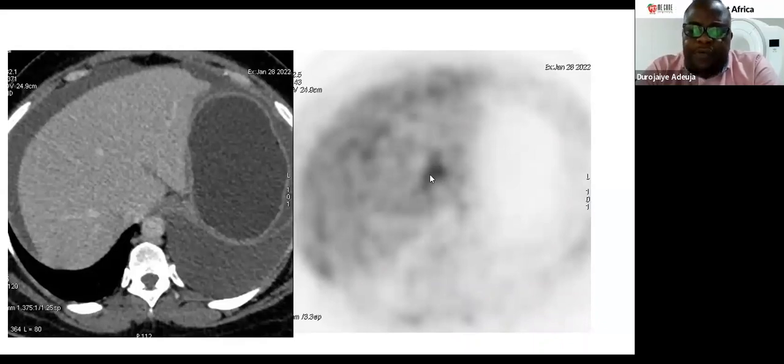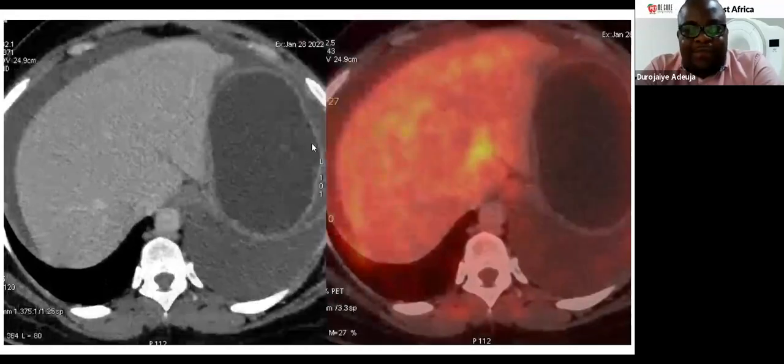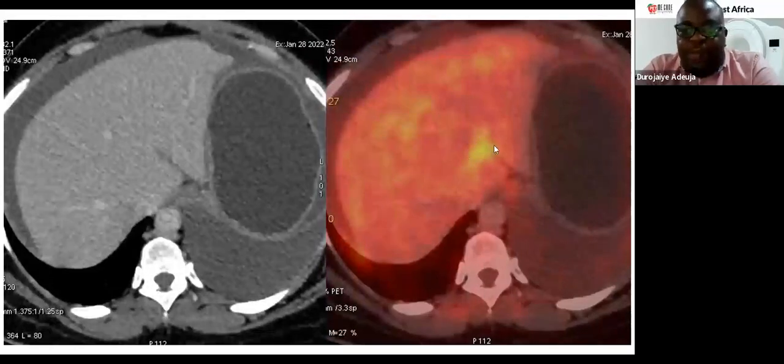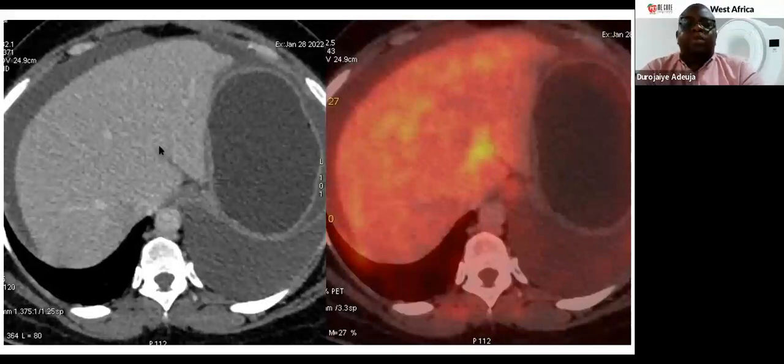And this in itself was a bit suspicious for me. If I had looked at the CT only, most likely I might have missed it. But with the advantage of the PET CT, I was able to pick it, and we were able to demonstrate it. And if you look at the fused image, it shows that moderate degree of FDG avidity, despite the fact that the same area in the region of the ligamentum venosum is almost non-existent.